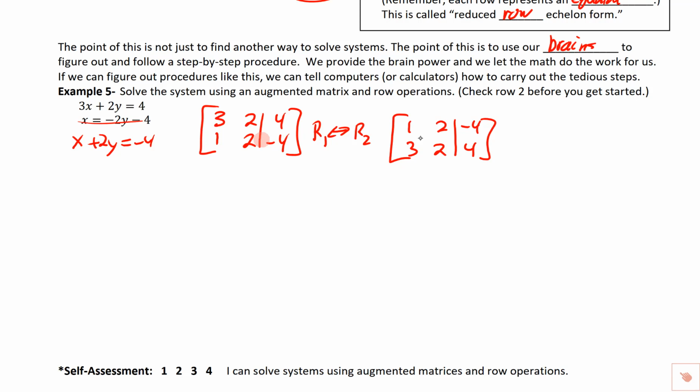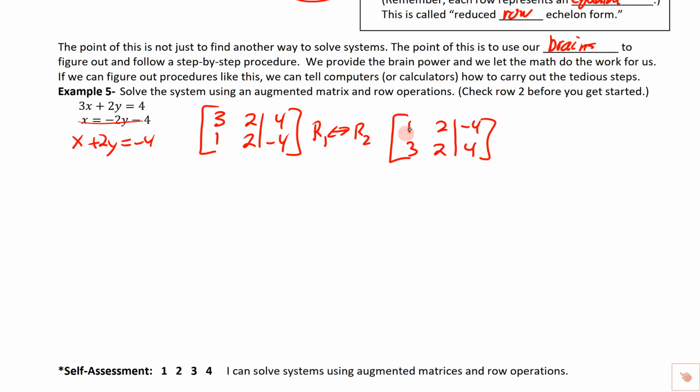I do want you to notice that what we've done here by switching rows really doesn't change the system of equations at all. This is a line and that's a line. It wouldn't matter if they had given us this line first and that line second. That doesn't make any difference. So switching rows around certainly doesn't change anything.